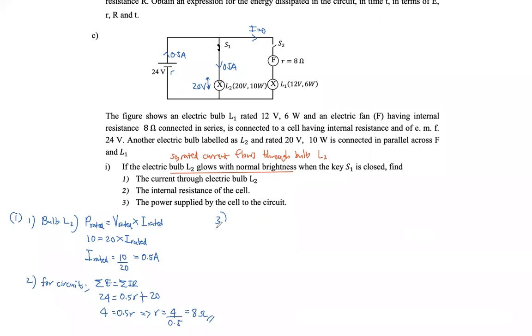Right, let's continue. Third one, the power supplied by the cell to the circuit. What is the equation? We just derived it a little while ago. Power supplied by the cell is equal to electromotive force multiplied by I. That's all. Electromotive force is 24. Current is half. Therefore, it is supplying 12 watt power. Out of that, 10 watt was taken by the bulb L2, and the remaining 2 watt was dissipated inside this resistor. Understood?